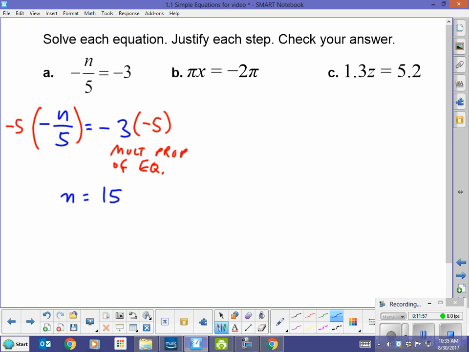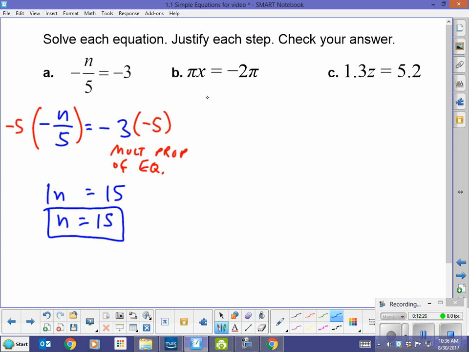Let me go back one little step here, and let's talk about this again real quick. Negative 5 divided by negative 5, any number divided by itself is what? 1. So I can think of this as 1n equals 15. And of course, 1n is just n. So n equals 15. Okay, so that's a little bit more clear, showing my thinking there.